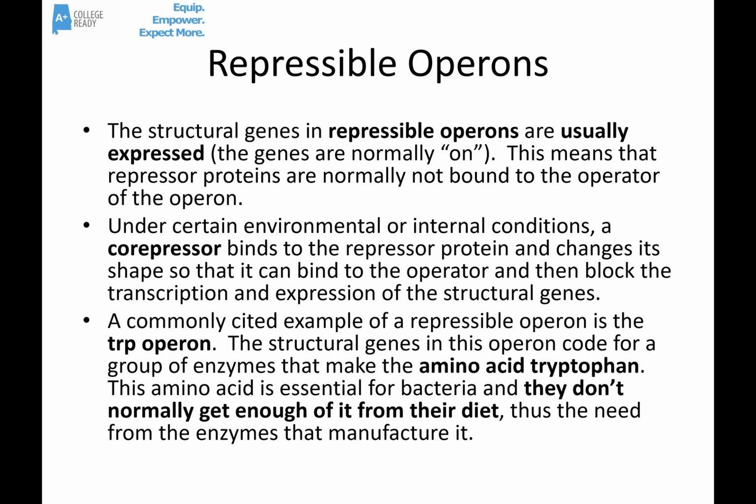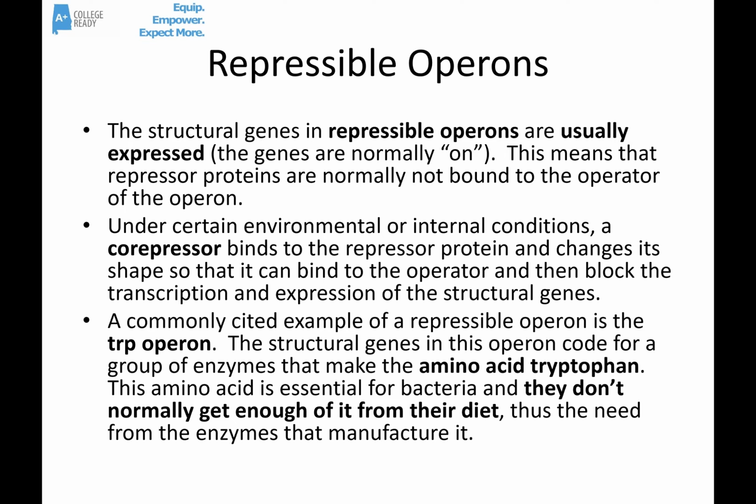Now, there's also another kind of operon called a repressible operon. The structural genes in repressible operons are almost always expressed. They're usually on. This means that the repressor proteins are not normally bound to the operator. Under certain conditions, either environmental or internal, a substance known as a co-repressor can bind to the repressor protein and change its shape so that it now will bind to the operator. This blocks transcription and translation and ultimately the expression of the structural genes, and essentially turns those genes off.